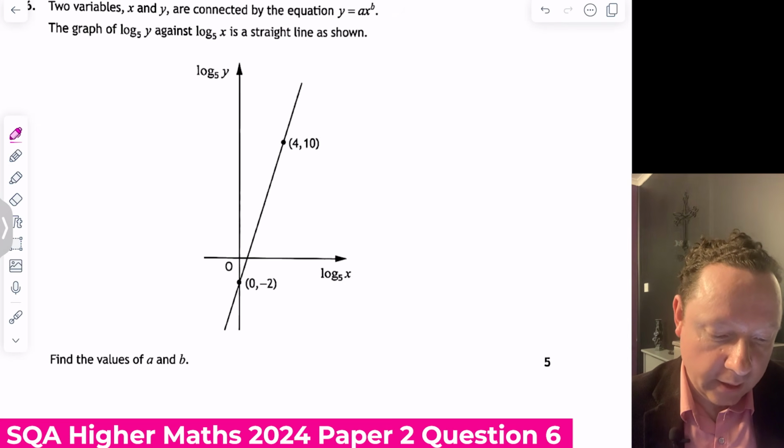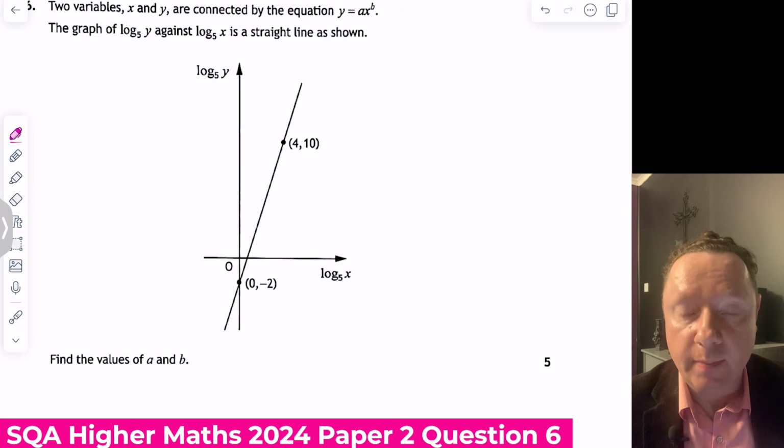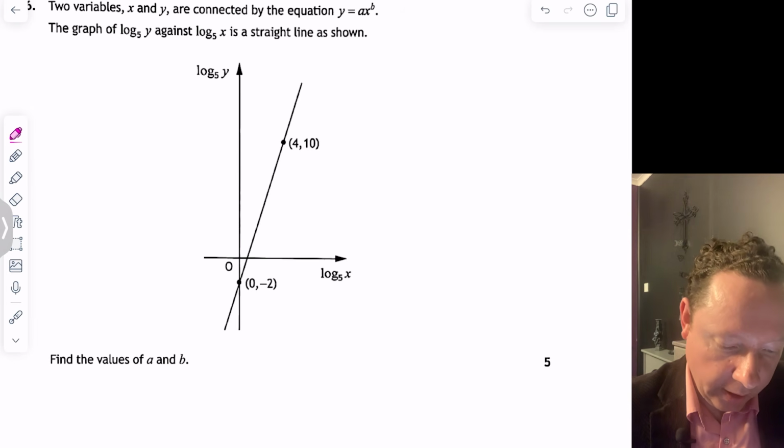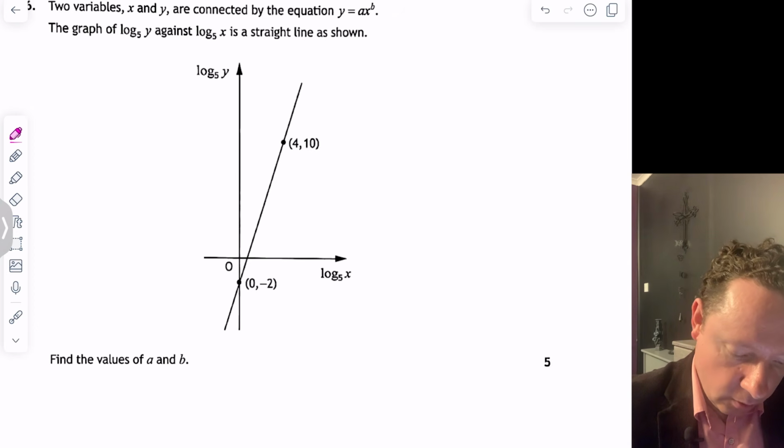SQA Higher Maths 2024, paper 2, question 6. Two variables x and y are connected by the equation y equals ax^b. The graph of log 5y against log 5x is shown and it's a straight line. Find a and b. Right, so I always usually start with the equation. Some people skip ahead, but I don't like to.